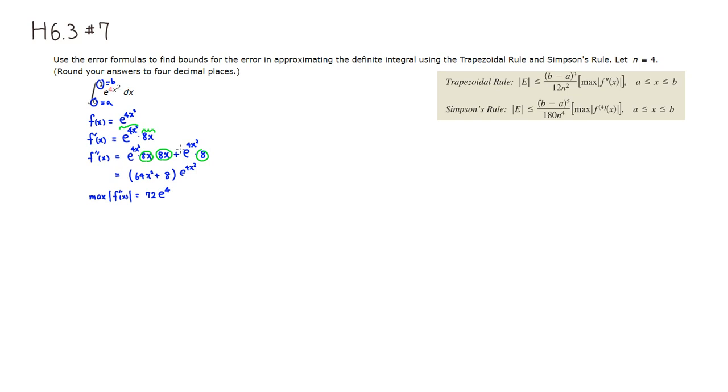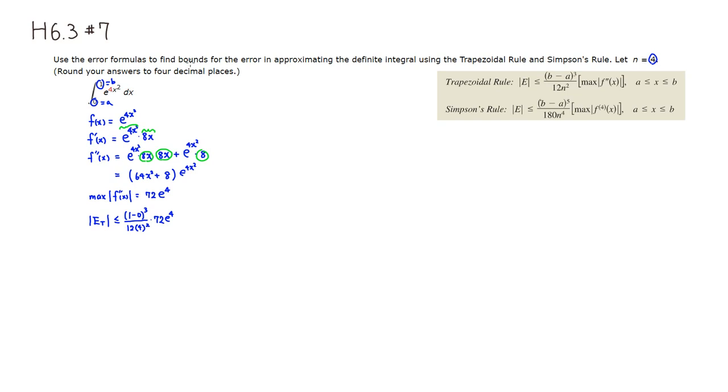So the error bound for the trapezoid rule is going to be b is 1, a is 0, and we have to cube this, over 12 times n, which is given as 4, squared, and the maximum value we just found, 72 e to the 4th power. Let's find this value. We need 4 decimal places.